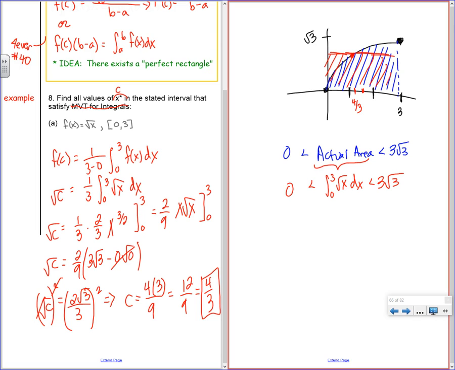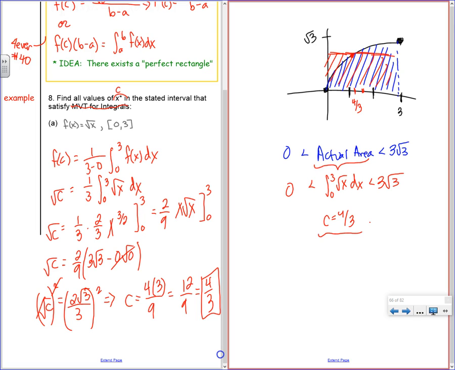There is a place. Now, how do you know it? Well, didn't we work backwards? So how would it really be helpful to cheat and work forwards? It's not. But there is the idea that somewhere in between there's a perfect rectangle, and the perfect rectangle for this one happens when c equals 4/3. That's my perfect rectangle idea.